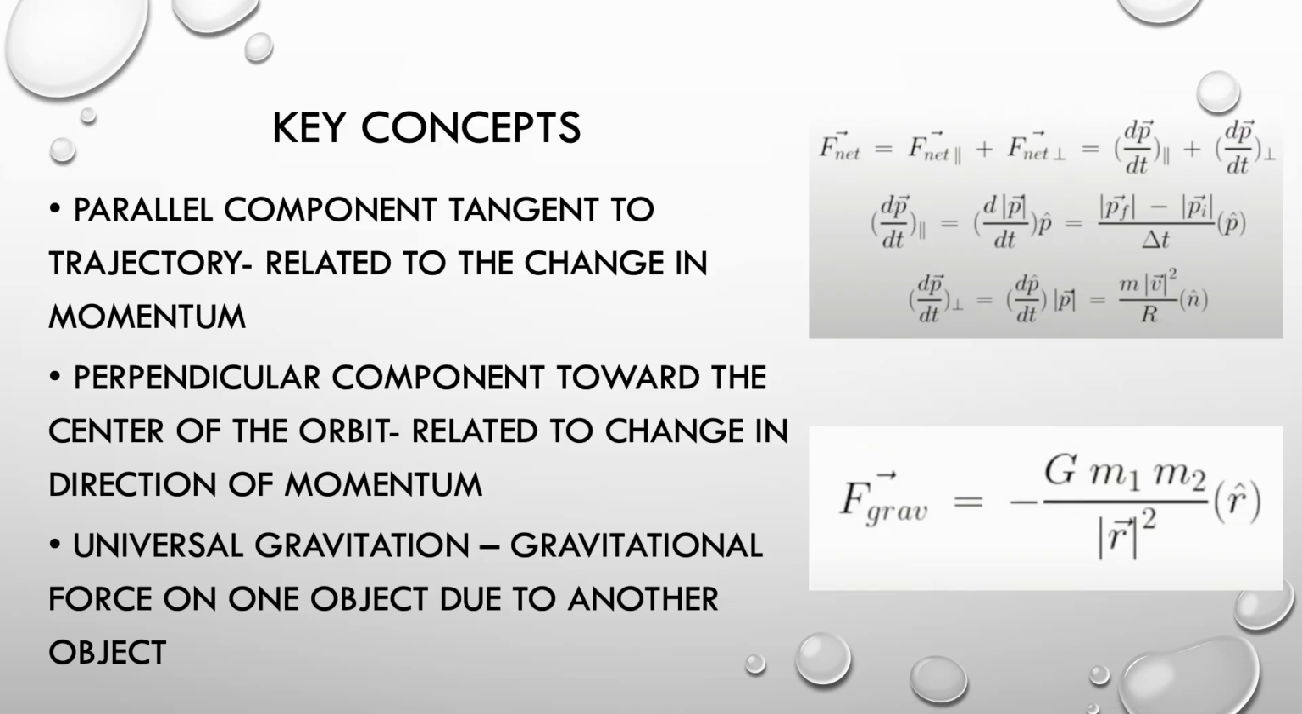And then the last concept is universal gravitation. Because we are in space, there's a gravitational attraction between objects, and in this case that's the planets and the black hole and the spaceship.